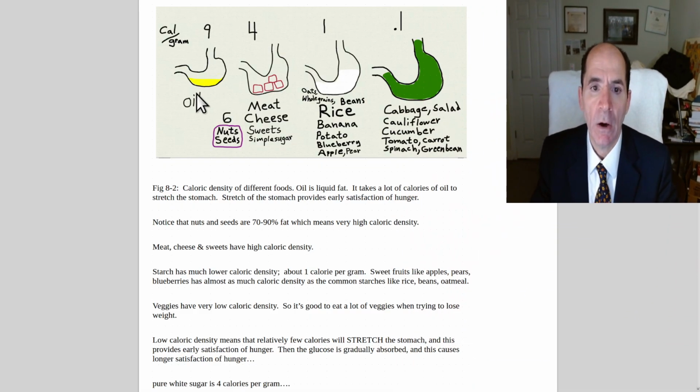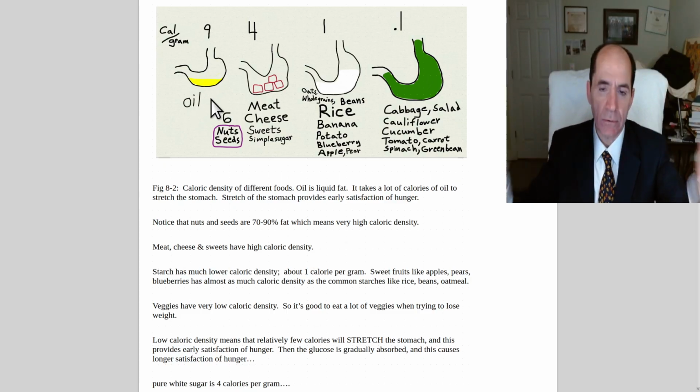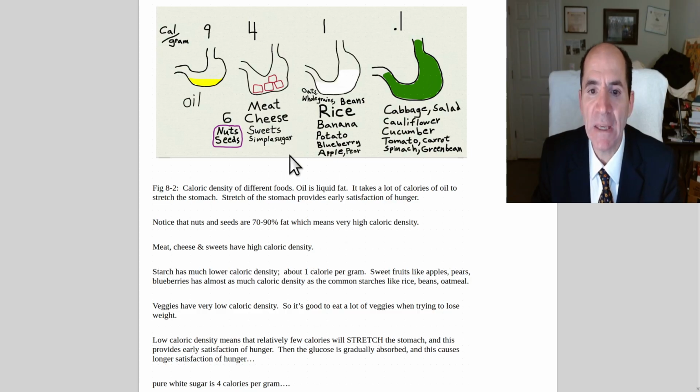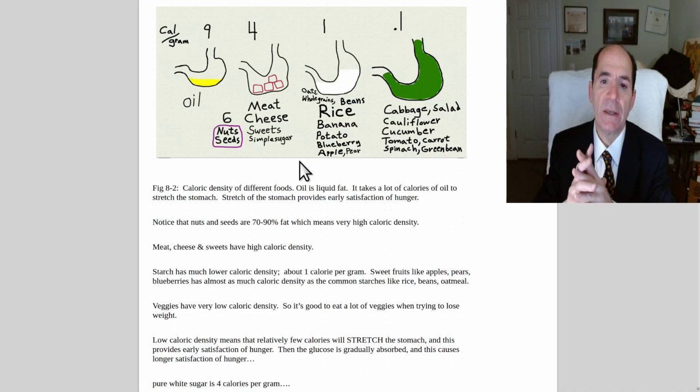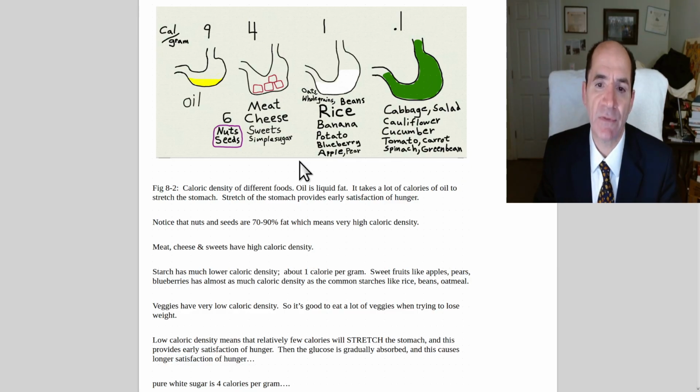We'll start out with the concept of caloric density. Oil is 9 calories per gram. That's as caloric dense as it gets, so to fill up the stomach would take tons and tons of calories. Meat and cheese are about 4 calories per gram. Simple sugars are in that same ballpark. Nuts and seeds are sort of halfway between oil and meat and cheese. The higher the caloric density, the more calories you put in your stomach before it's stretched to get that early satisfaction of hunger.